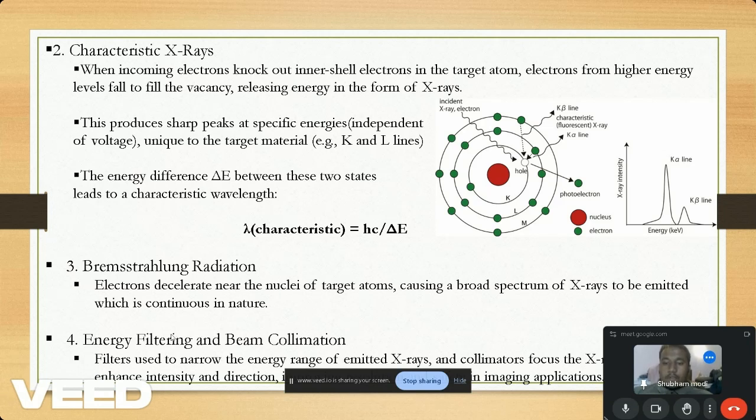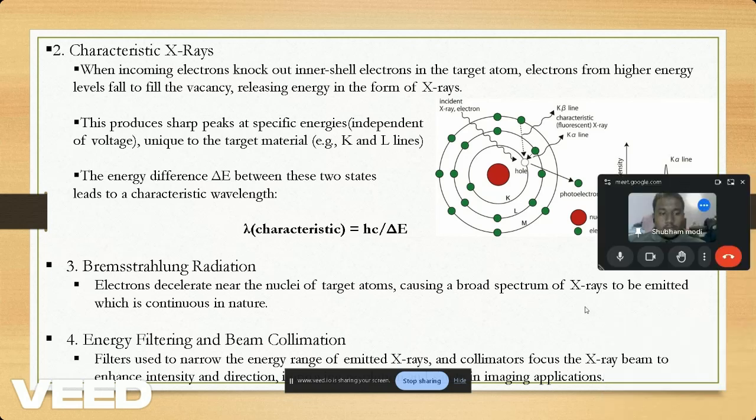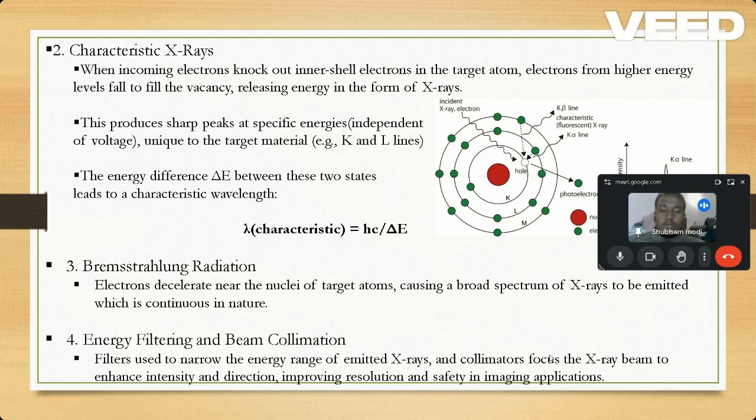Fourth one is the energy filtering and beam collimation, which means we can use the concepts of optics to focus the light rays and photons on a single point, so that more intensity can be transferred. This was used to enhance intensity and direction, improving resolution and safety in imaging applications.